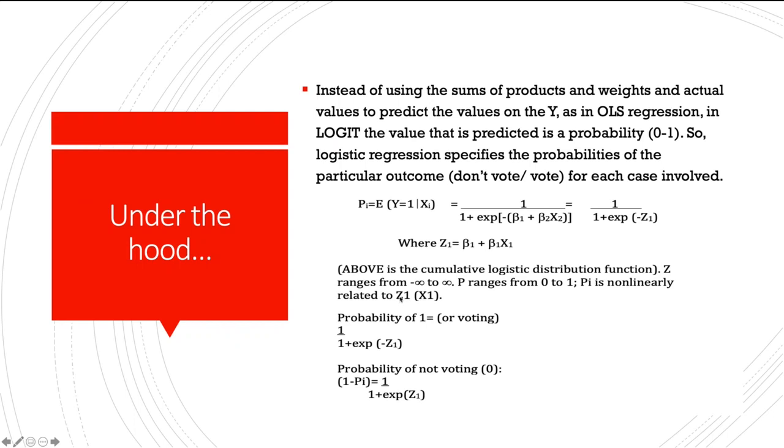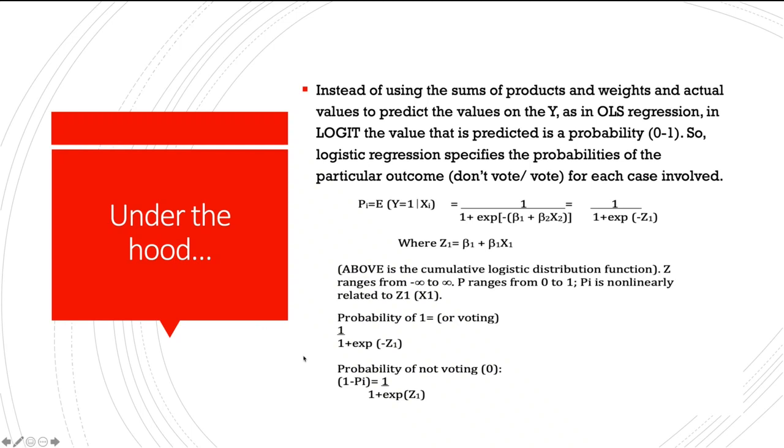So instead of using these sums of products and weights and actual values to predict the values on the predicted line, the y, as in OLS regression, in logit the value that is predicted is a probability ranging from 0 to 1. So logistic regression specifies the probabilities of a particular outcome, let's say vote or don't vote, for each case or each observation involved.